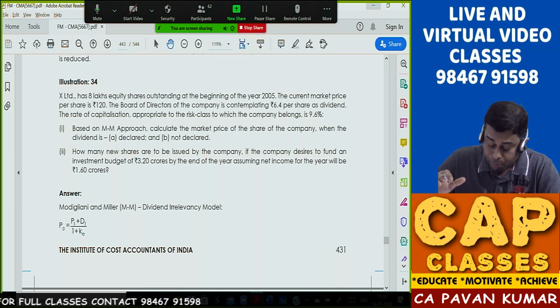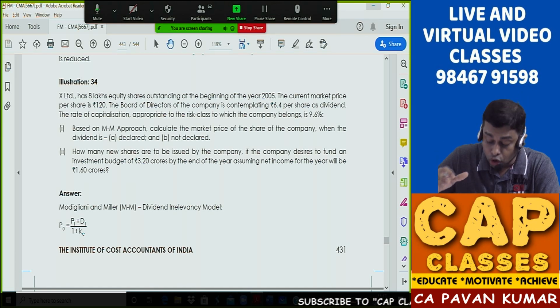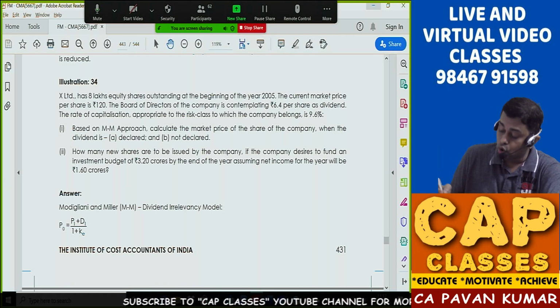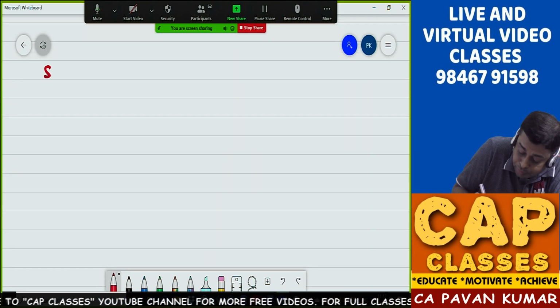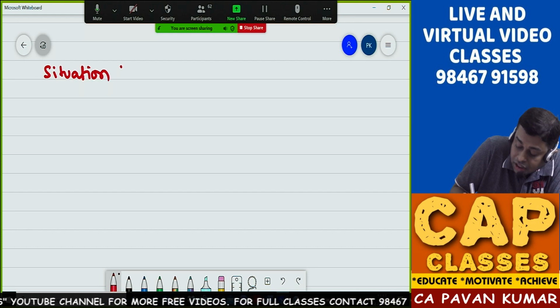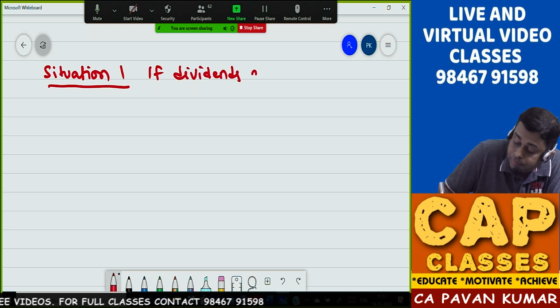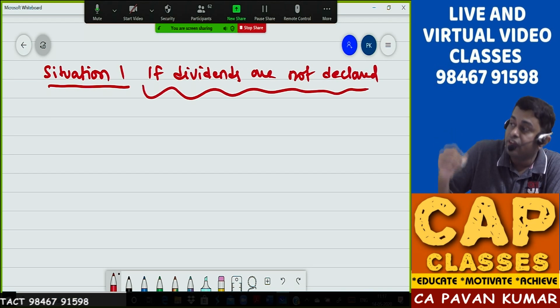1. Based on approach, calculate the market price of the share of the company when the dividend is A. declared and B. not declared. 2. How many new shares are to be issued by the company if the company desires to fund an investment budget of 3.20 crores by the end of the year, assuming net income for the year will be 1.6 crore rupees. So we have two situations. What is our situation 1? Situation 1 is if dividends are not declared. So obviously our situation 2 will be if dividends are declared.